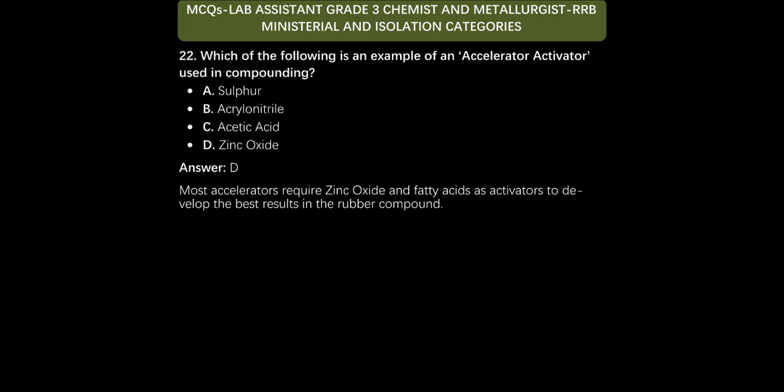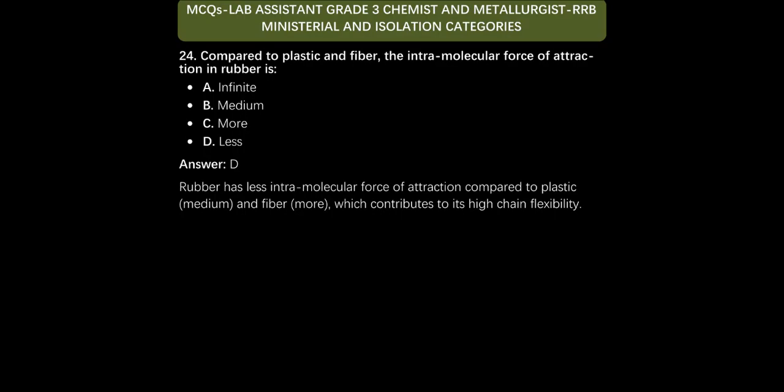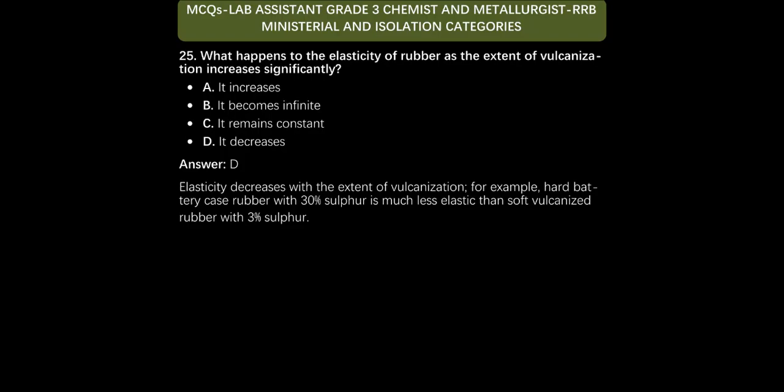Which of the following is an example of an accelerator activator used in compounding? Option D, zinc oxide. What is the defining characteristic of monomers in the context of polymers? Option C, they are repeating atomic groupings that form polymers. Compared to plastic, the intermolecular force of attraction in rubber is option D, less.